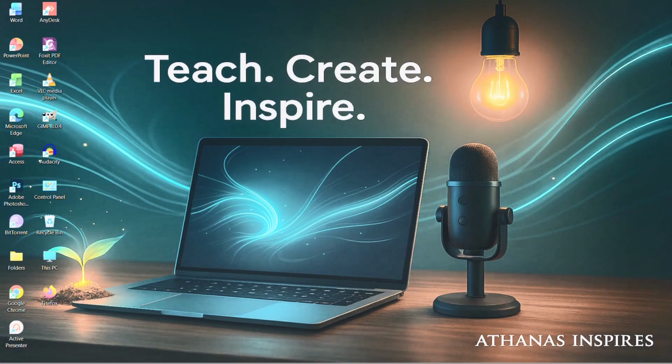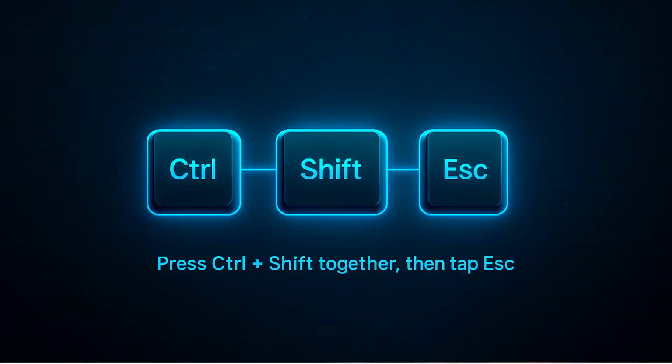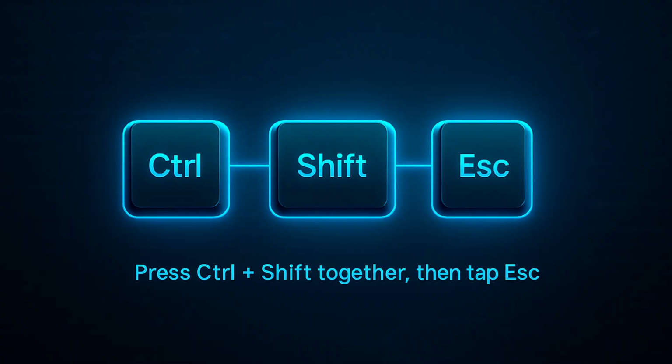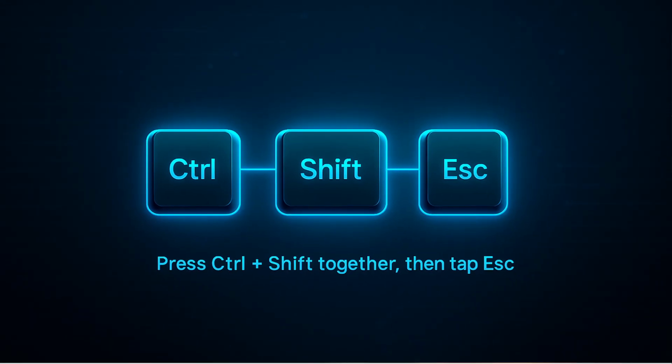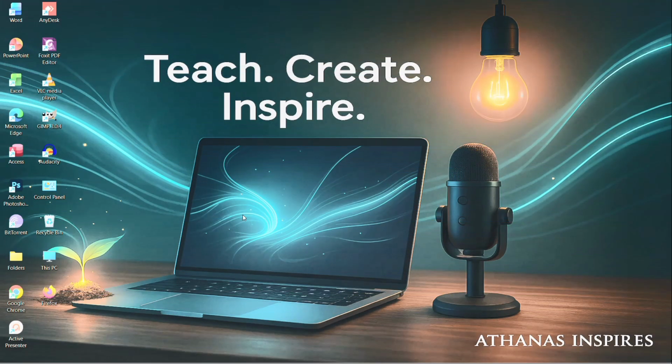Now let's go practical. As you can see, this is my desktop right here. The first thing you have to do is to look at your keyboard and find the keys Control, Shift, and Escape. After that, place one finger on Control, another on Shift, and then press Escape all at the same time. In simple terms, press and hold Control and Shift together, then tap Escape key. These three keys will open Task Manager instantly. Now let me press them on my keyboard and you will see what will happen.